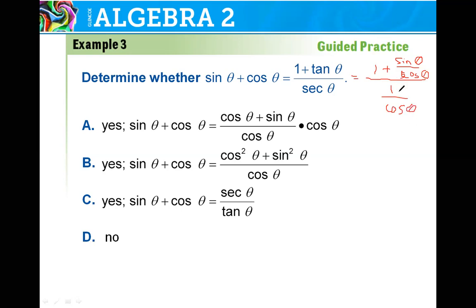Okay. Now I can write the right-hand side on another line. So this is 1 plus sine over cosine times cosine theta. So we multiply, and here we have cosine theta, multiplied by cosine as you said.